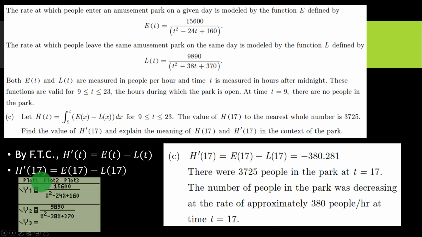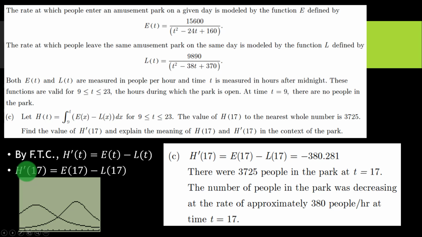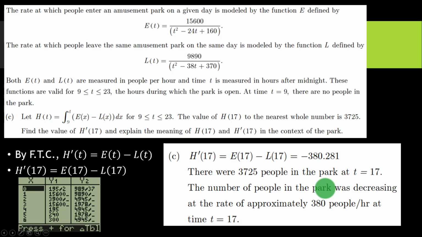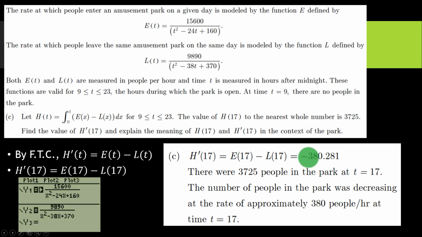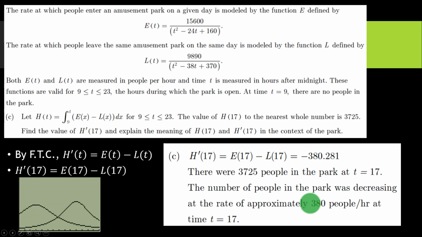So remember, h prime is the derivative. If the derivative is negative, it means the original function is decreasing. So the number of people is decreasing at a rate of 380. And notice that we have units here. Units is very important. And when we say we're decreasing, we don't include the negative sign. That's like a little tiny thing that might lose you a point. If we say we're decreasing and it's a negative, you don't include the negative in your explanation.